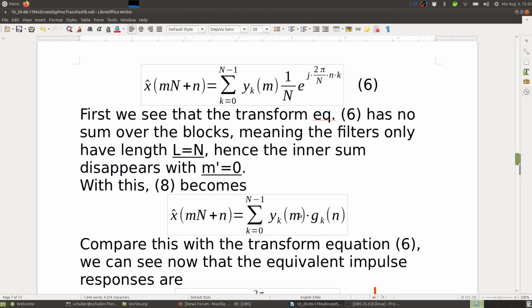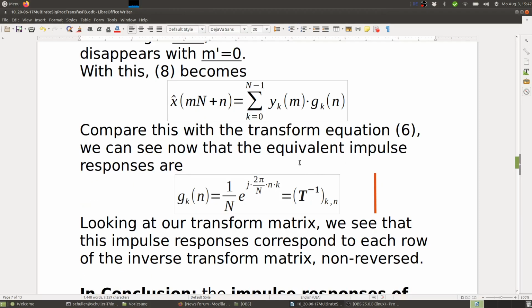Right. So, and now we can actually compare the two. We can compare this with the transform equation number 6 here, and we see it's indeed identical, with gk of n equals 1 over n times this exponential function. So now we have our equivalent impulse responses. Gk of n equals 1 over n times this exponential function. And this is exactly our matrix entries.